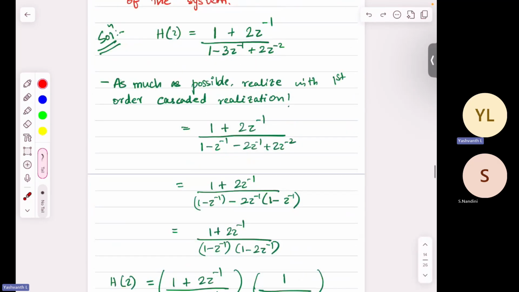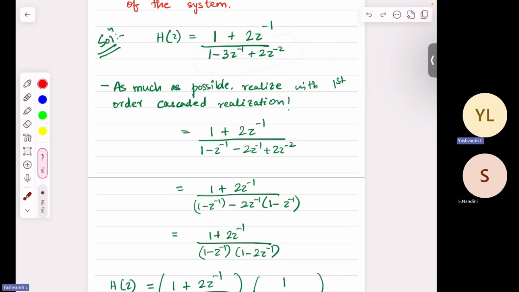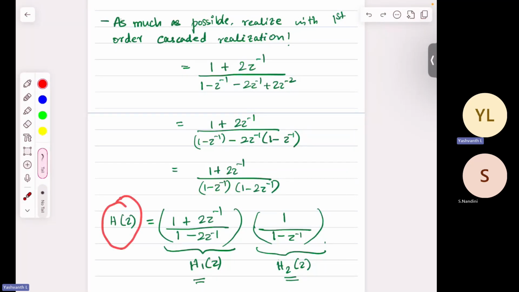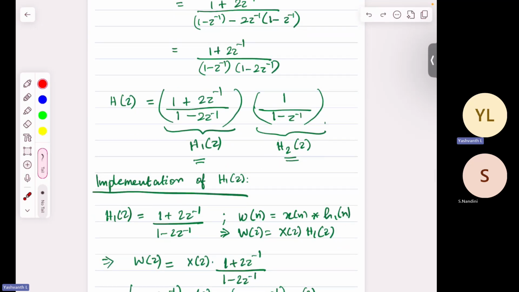Fine. You can split the denominator 3z^-1 as z^-1 plus 2z^-1, and factorize the denominator as (1 - z^-1)(1 - 2z^-1). Therefore you can split H(z) as a product, H(z) = H1(z) H2(z), where H1(z) is (1 + 2z^-1) / (1 - 2z^-1), and H2(z) is 1 / (1 - z^-1).